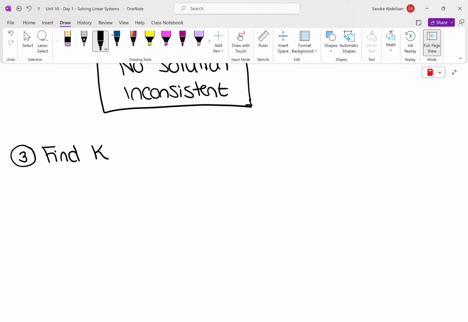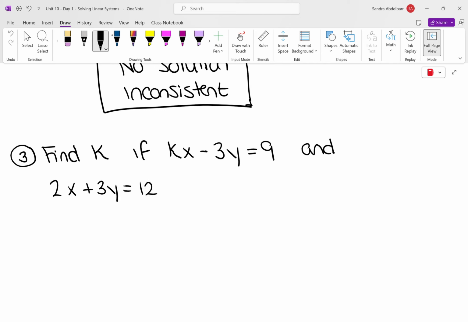All right, next one. I want us to find k if kx minus 3y equals 9 and 2x plus 3y equals 12 is a consistent system. Refresh my memory, what does it mean to be a consistent system?